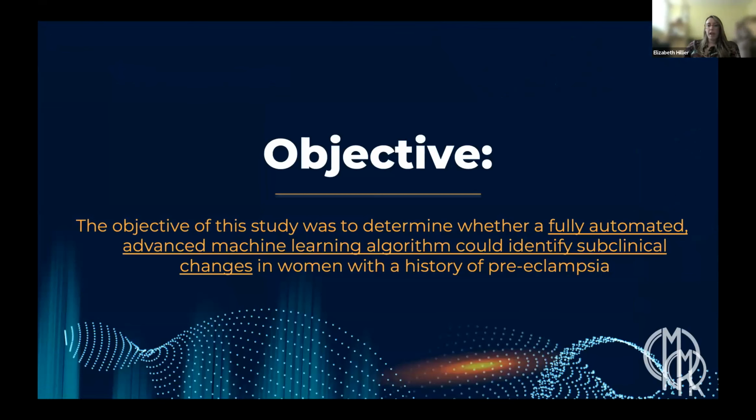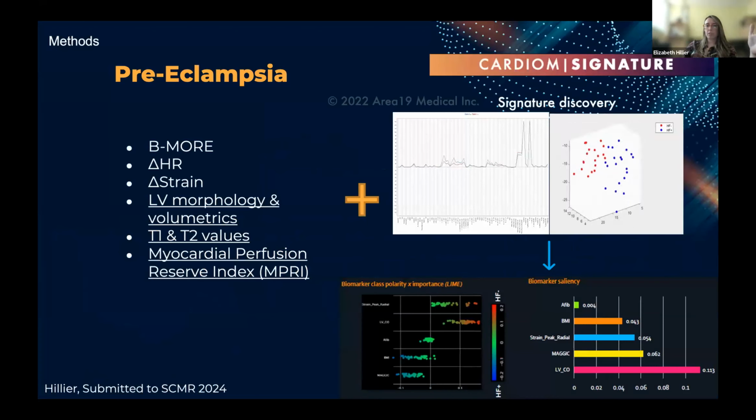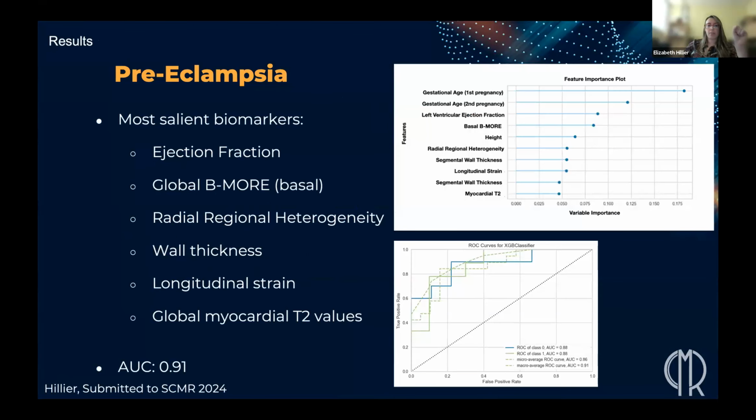We took this a step further, and we plugged in not just the data that I've mentioned already, but CMR function, volumetric, all of this kind of data. And we plugged that into a fully automated advanced machine learning algorithm, because we wanted to see if we could identify subclinical changes. So we added LV morphology and volumetrics, T1 and T2 values. These patients also had adenosine first pass perfusion performed, so we looked at the MPRI, and we plugged this into cardiome, which Mitchel will talk about after, I think. We did this in combination with Area 19. And cardiome identified the most salient biomarkers to differentiate between those who had a history of normotensive pregnancy and those who had a preeclamptic pregnancy.